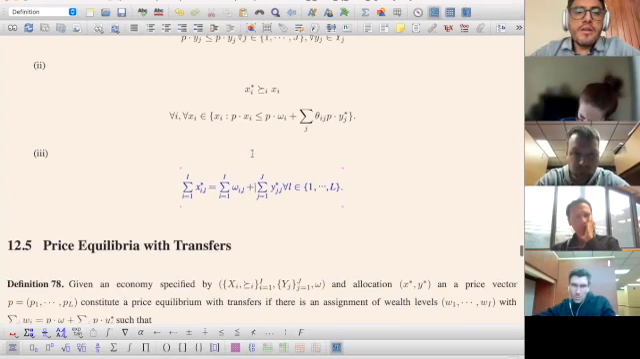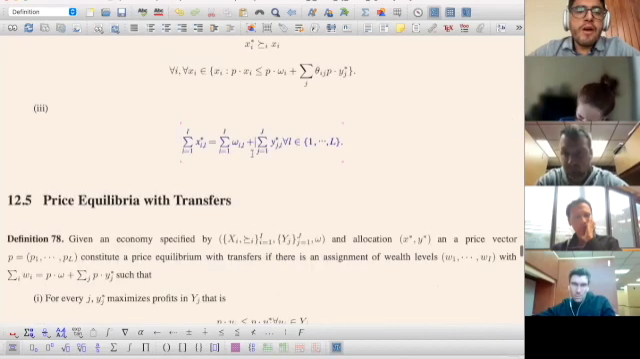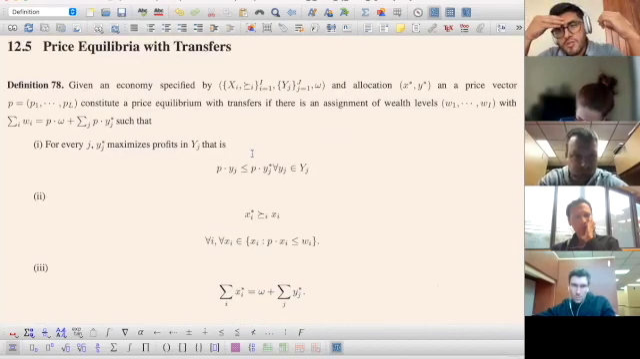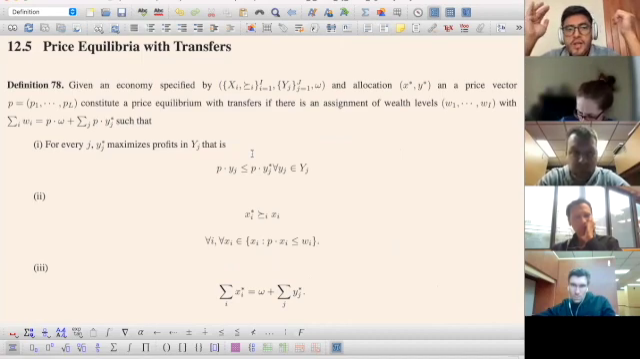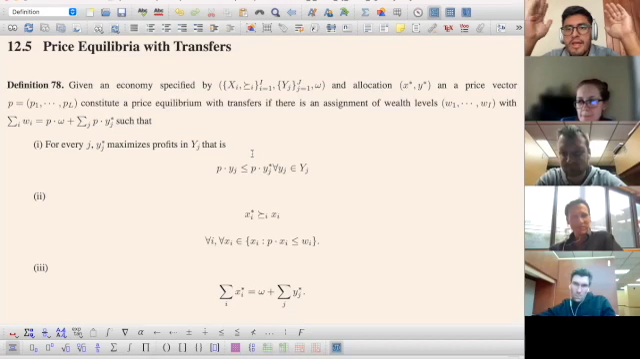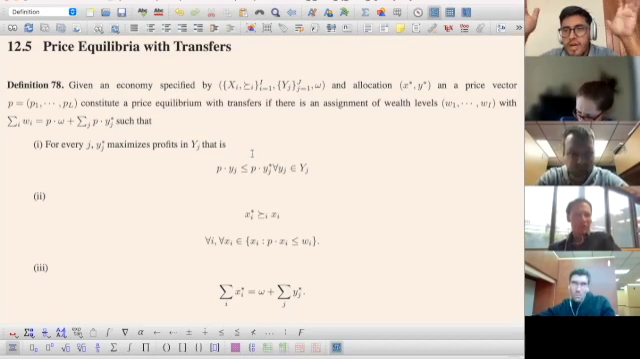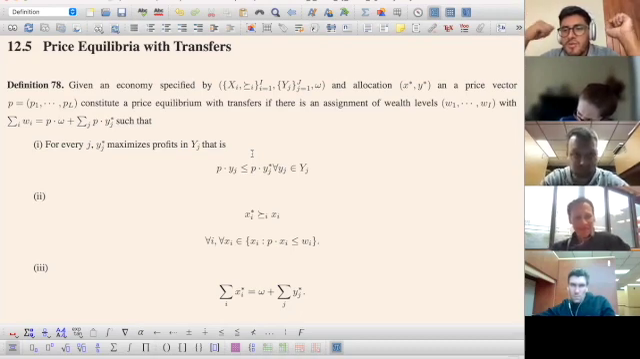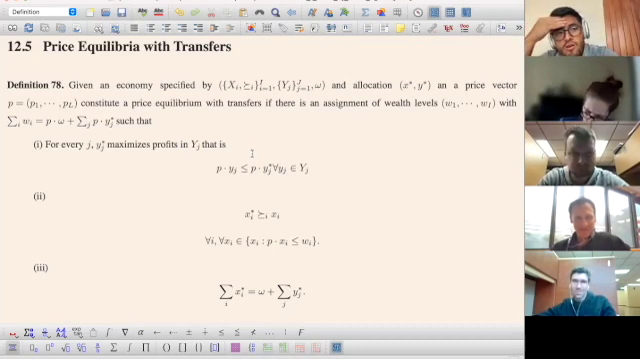So this is the private ownership economy, and now we're going to expand it a bit. Imagine now that I remove private ownership. For instance, I now become a socialist country. And now I decide to collect everything that you have, endowments, through a tax, put it in a big chest, and then give it back at my will. I'm the central planner, and now I can give you something from my royal chest. So now this is going to be called price equilibrium with transfers.